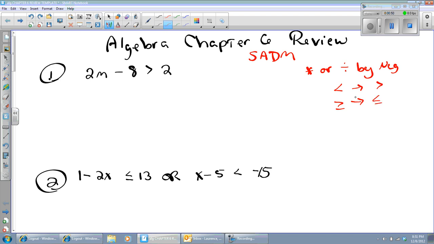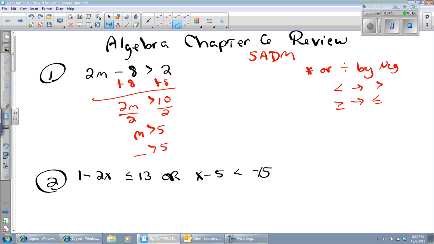So, on this one, I'm going to undo the subtraction first by adding 8. And I will get 2m greater than 10. I'll divide by 2. And I'll get m must be greater than 5. Now remember, don't use any little trick to tell you which way to shade. Plug in a number that makes that true. For example, 6 is greater than 5.